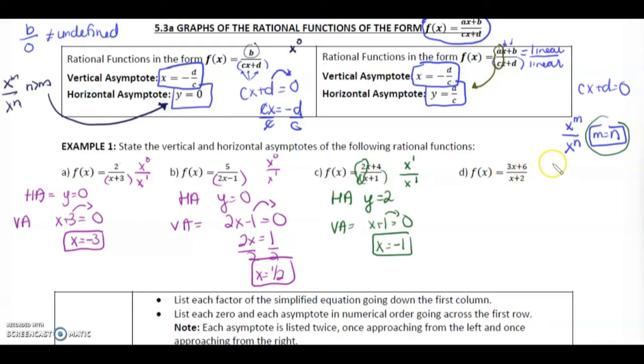Now for D, we have x to the 1 over x to the 1. So we simply take the leading coefficients for our horizontal asymptote. So we have y equals 3. You can do 3 over 1. It's tedious. y equals 3. Now, vertical asymptote, we take the denominator. Vertical asymptotes occur every time the denominator equals 0. So we just isolate for x, and we get x equals negative 2.